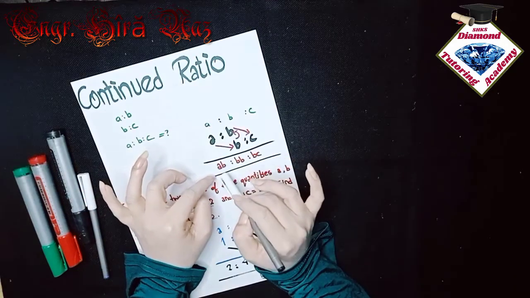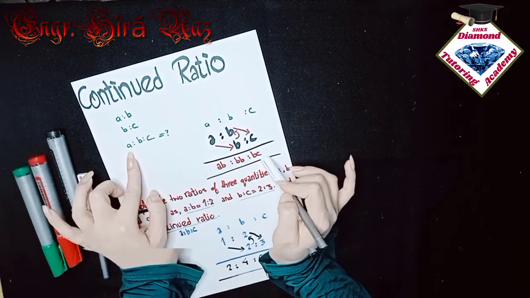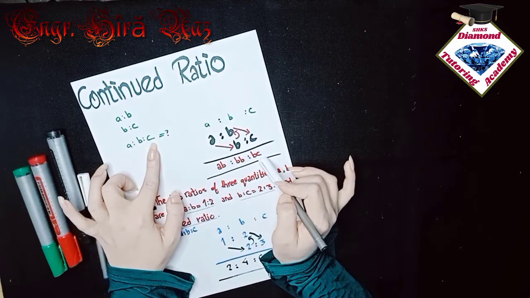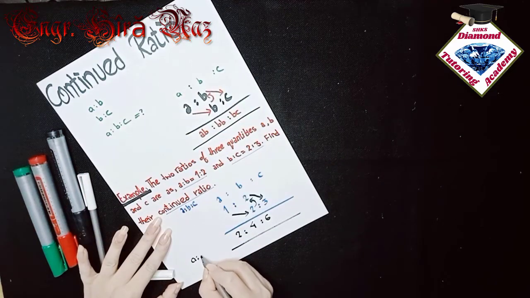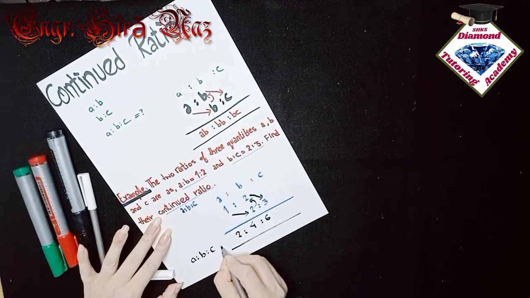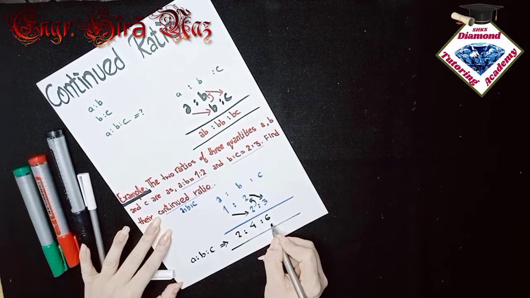First place is the value of A, second is the value of B and third is the value of C, which you need here. Understand? So here you can say A ratio B ratio C is 2 ratio 4 ratio 6. Understand?